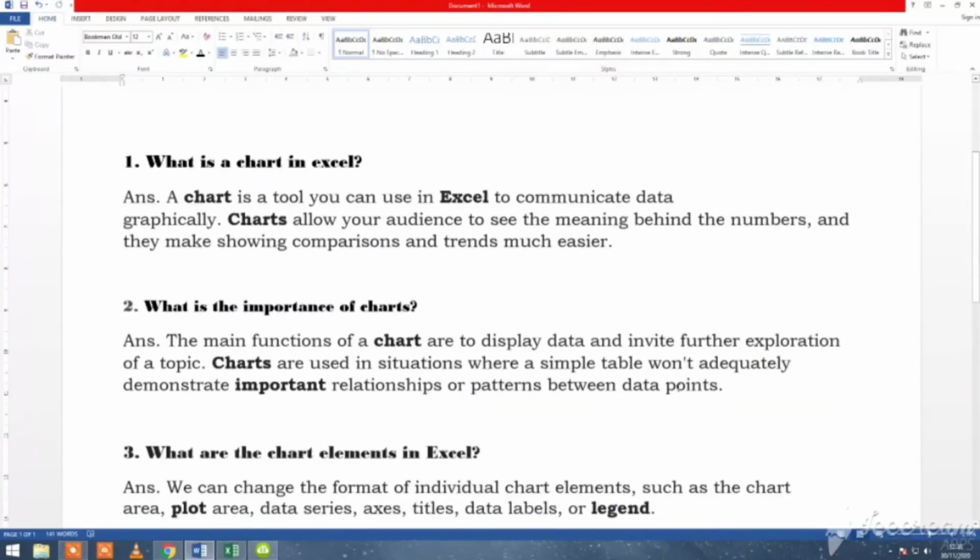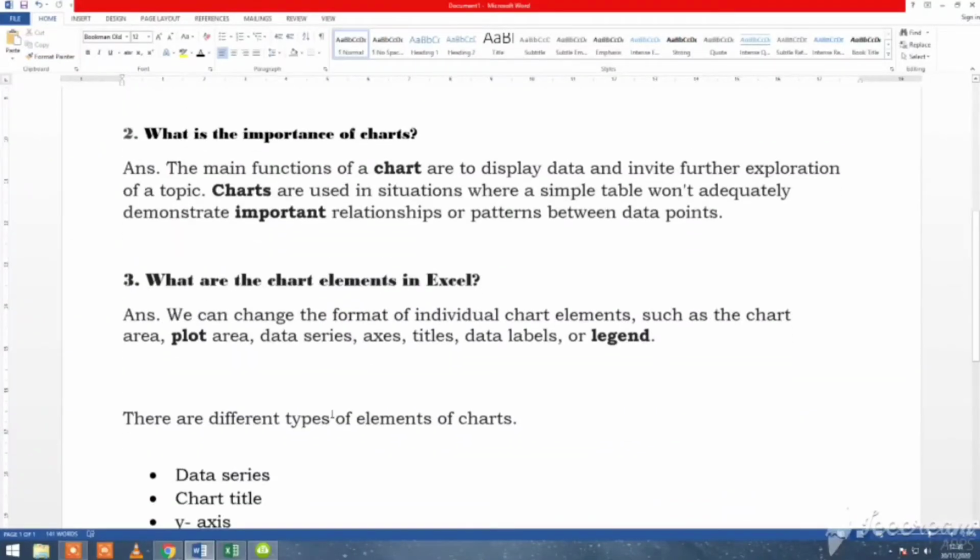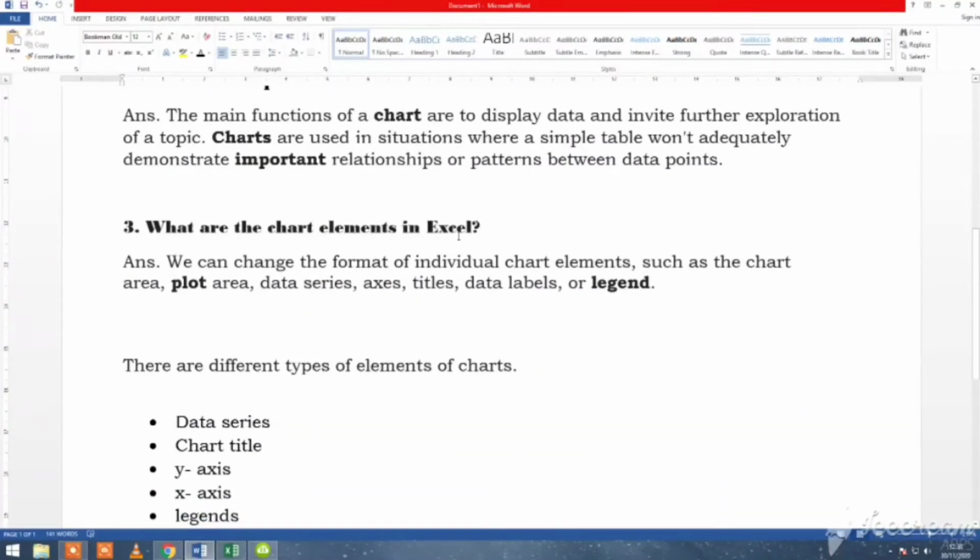Your next question is, what is the importance of charts? The main function of charts is to display data and invite further exploration. Please note the question for your notebook. What is the importance of chart? The main function of chart is to display data and invite the further exploration of topic.